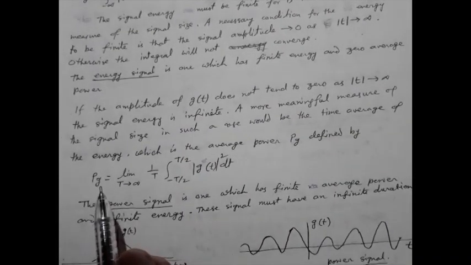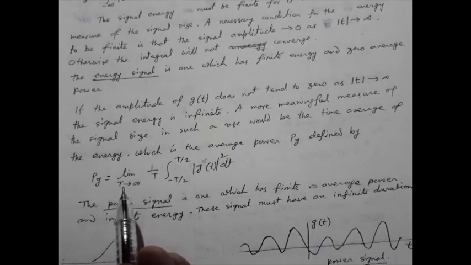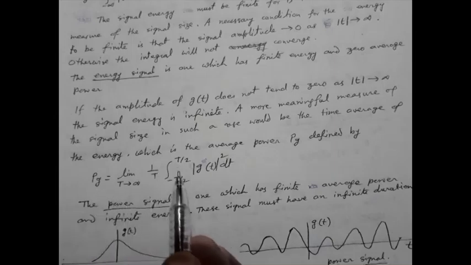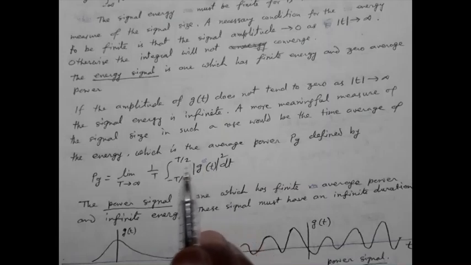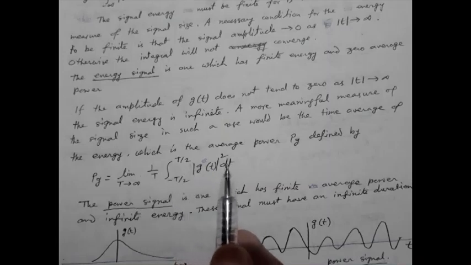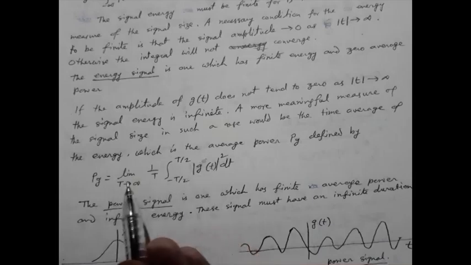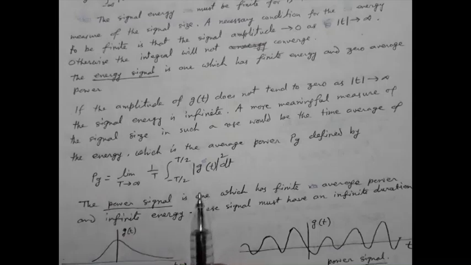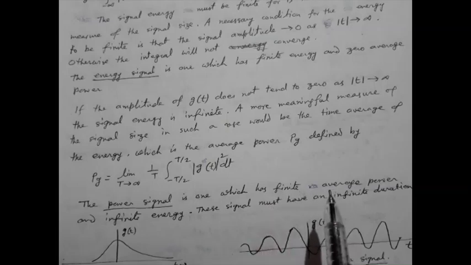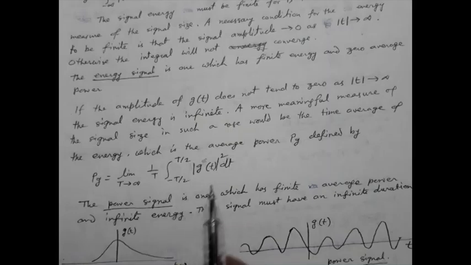Similarly, we define the power of the signal in this way: limit T tends to infinity, 1 by T, integral from minus T by 2 to plus T by 2 of g(t) squared dt. Generally, when the signal is periodic in nature, we use this to determine the corresponding power. So a power signal must have a finite average power and infinite energy. So we have two types of signals, energy signal and power signal, and we can differentiate these two types of signals in this way.